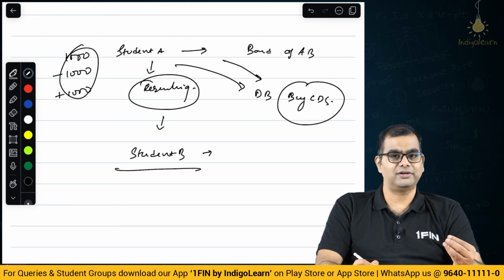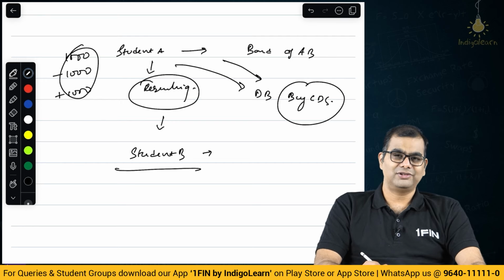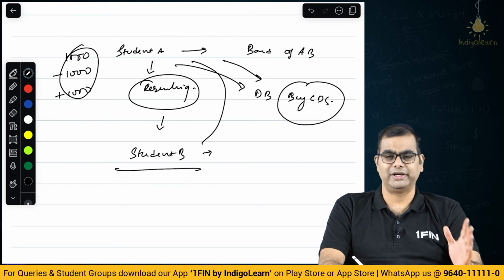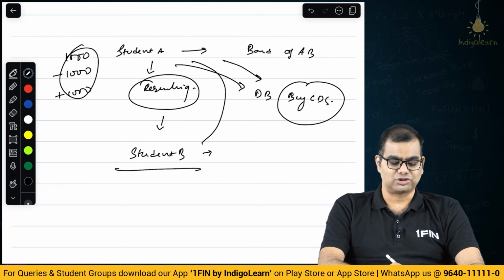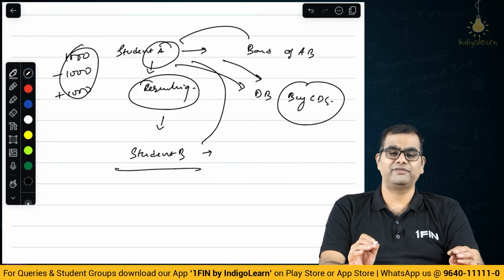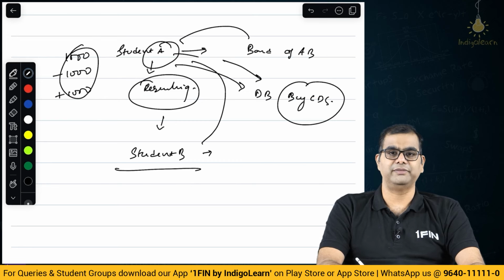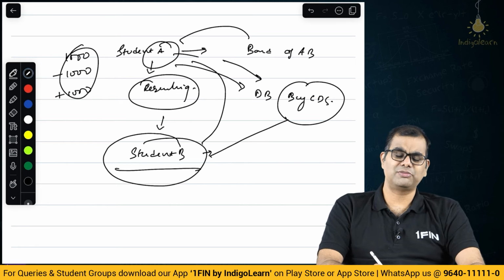Student B has not invested in any bond of AB Limited. Student B trusts student A. You have done brilliant research. Now let me see, why don't I make some money out of this whole deal? Student A knows that the bond of AB is a 100% default scenario, which is why student A went and purchased a CDS from Deutsche Bank. Student B also realizes, arey boss, this is a nice opportunity. He knows for sure that this bond is going to default. Let me also buy one CDS.